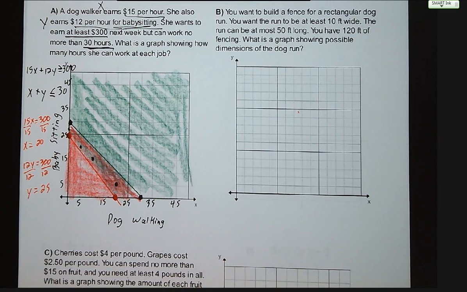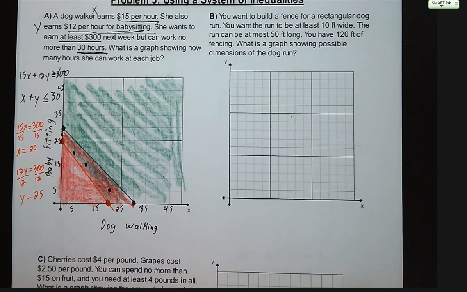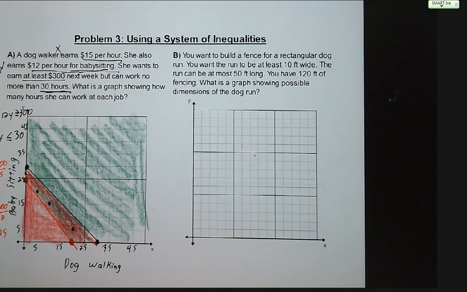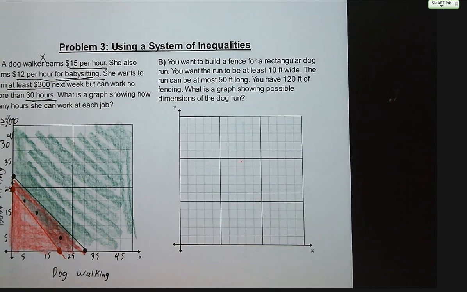All right. So now letter B. You want to build a fence for a rectangular dog run. You want the run to be at least 10 feet wide. The run can be at most 50 feet long, and you have 120 feet of fencing. What is the graph showing the possible dimensions of our dog run?